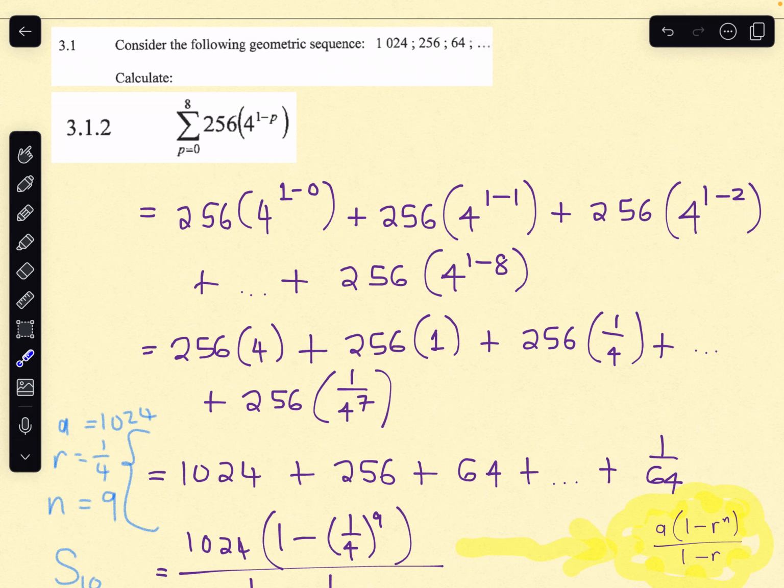But of course, we want to equip you so that if they change this 8 and they make it 100, you don't want to be sitting there and calculating 101 terms. You want to be able to pick up what the pattern is and then use your formulae that give you a shortcut.